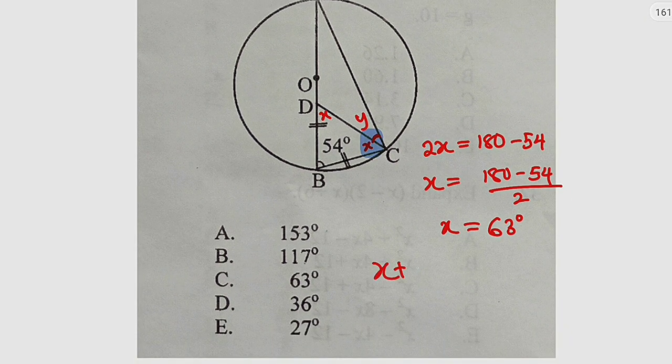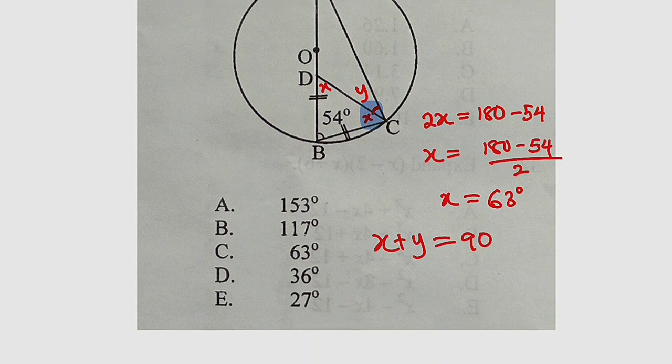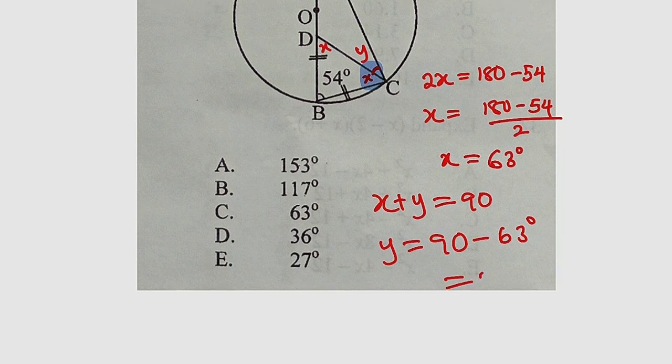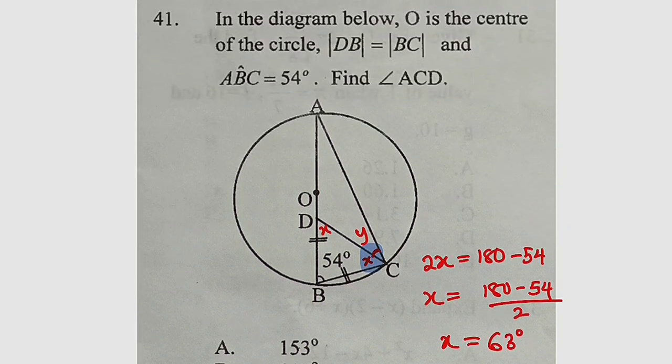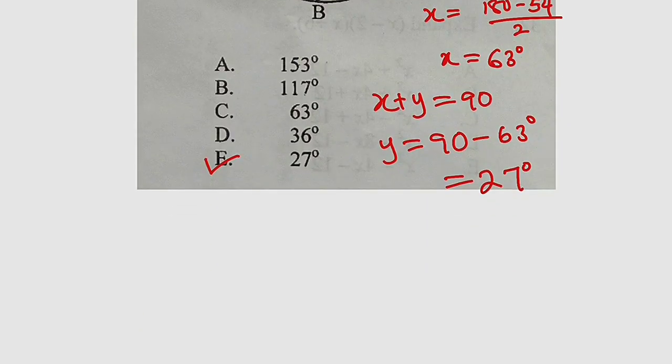X plus y must be equal to 90 degrees according to the theorem. But x is 63, therefore y is equal to 90 minus 63, right? And 90 minus 63 is 27 degrees, which is option E. Now let us move on to question number 42.